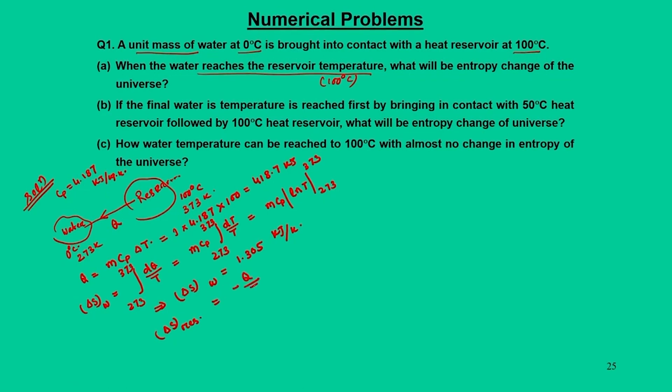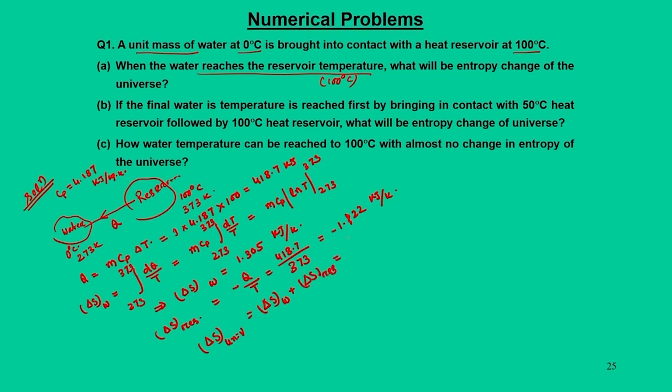Now, delta S for the reservoir is nothing but minus Q by T because the reservoir lost the heat, and this is 418.7 divided by the reservoir temperature, which is 373. So, this number is minus 1.122 kilojoule per Kelvin. So, finally, we can say what is delta S of the universe by adding these two, delta S W plus delta S reservoir.